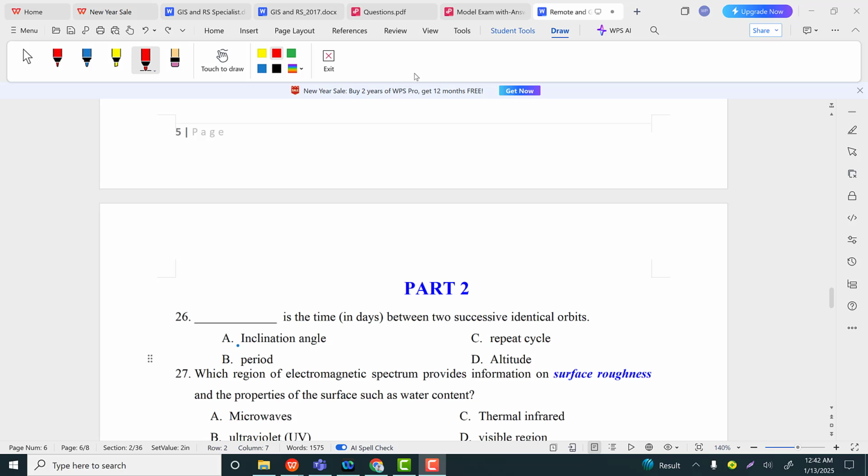Let's get started. Question number 26. Blank is the time in days between two successive identical orbits. A. Inclination angle. B. Period. C. Repetitive cycle. D. Altitude.